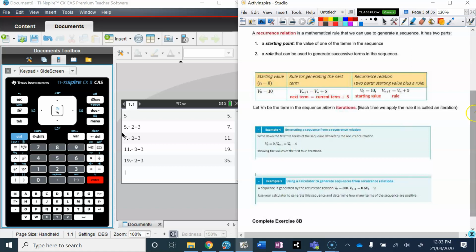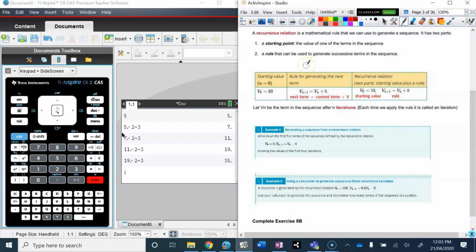So in this example in the box here, the first term is 10. V0 is the mathematical way we would represent the starting point. And the rule, the way I'd write that mathematically is to write Vn+1, meaning the next term, is generated by taking Vn, which is the current term, then adding 5. So if I was to write it as a recurrence relation, I need both parts. I need the starting value, so V0 equals 10, and then I need the rule. So Vn+1, the next term, is equal to the current term plus 5.